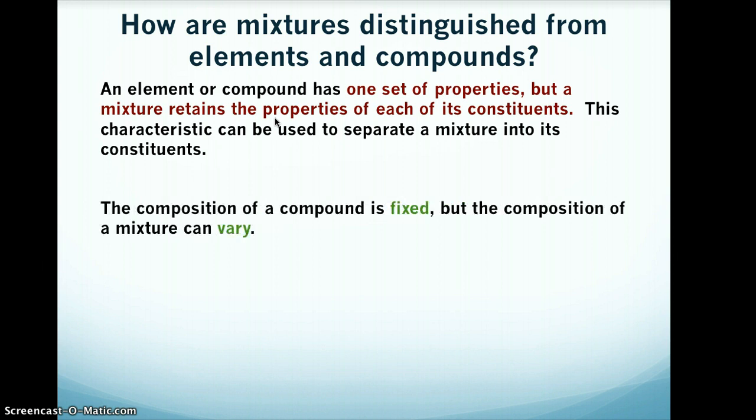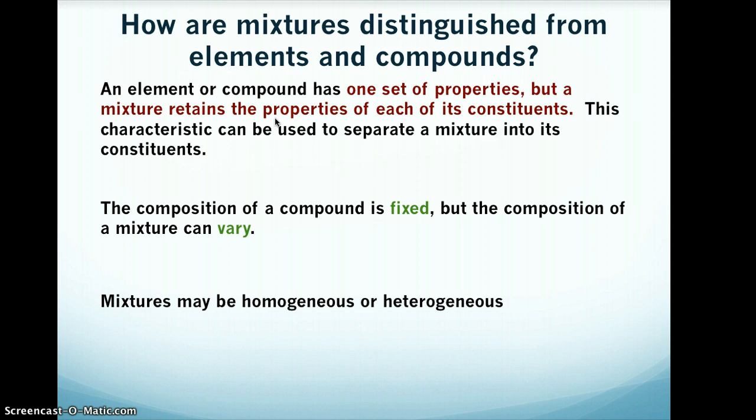The composition of a compound is fixed, which means the composition of an iron bar is going to be just iron atoms. The composition of water is going to be fixed. Remember, you're always going to have two hydrogens for every one oxygen. But the composition of a mixture can vary. So I want you to think of a salad. You can have different components of the mixture in different proportions throughout the mixture. So we can say the composition of a mixture can vary.